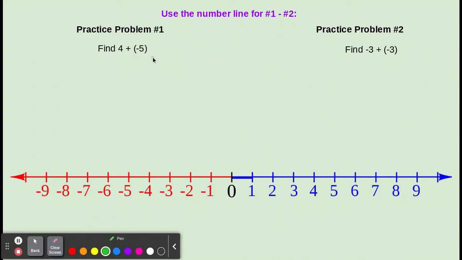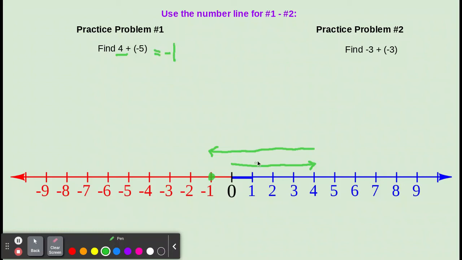So for practice problem number 1, I'm going to walk you through it, and then you'll be able to do the same thing for practice problem number 2 if you want to use the number line for that one. So for this one, remember we start at 0. We're going to move positive 4, or 4 in the positive direction. Now we're going to add a negative 5. That means we have to start where we left off and move 5 in the negative direction. 1, 2, 3, 4, 5. Where we end up is our answer. So our answer is negative 1.